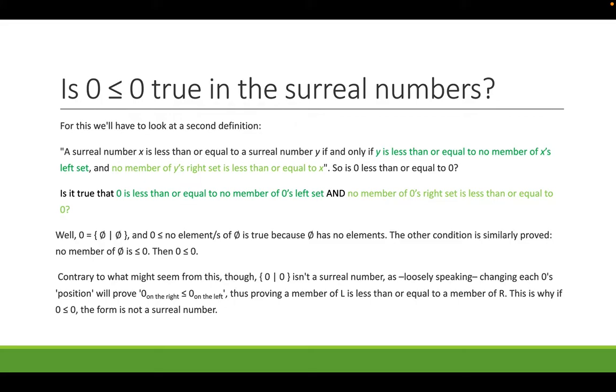Contrary to what might seem from this, though, 0 bar 0, I'm going to call it a bar, is not a surreal number because, very loosely speaking, changing its 0's position will prove that the 0 on the right is less than or equal to the 0 on the left. And that proves a member of R is less than or equal to a member of L. Right? This one is less than or equal to this one. So if 0 is less than or equal to 0, the form is actually not a surreal number.